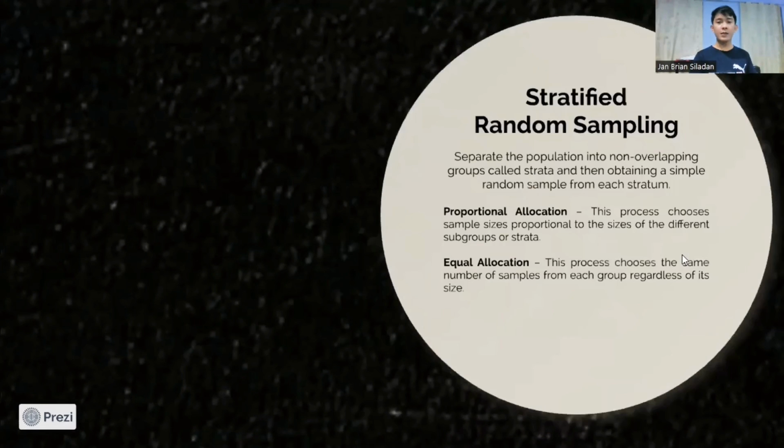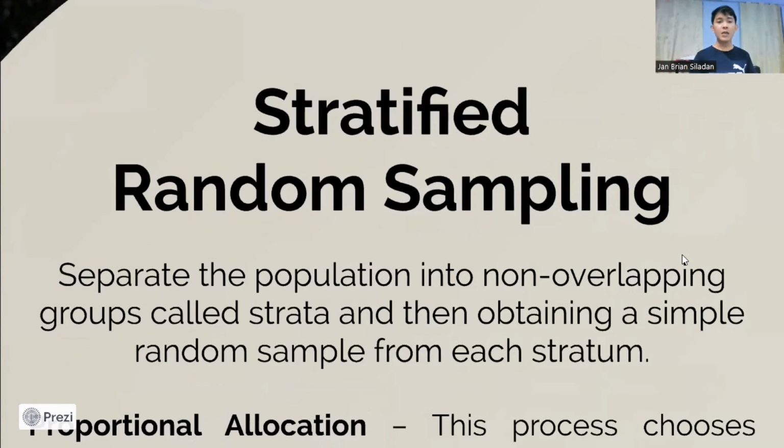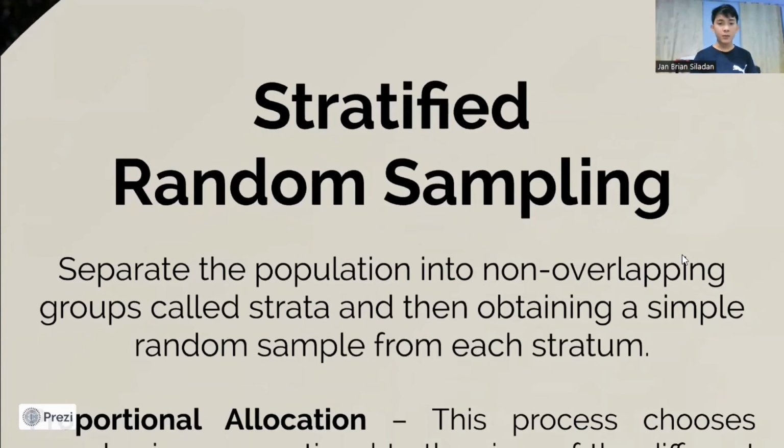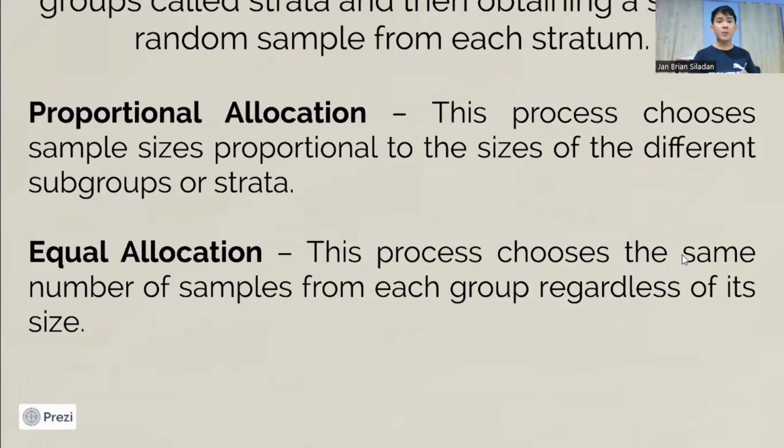Next, we have the stratified random sampling technique. Separate the population into non-overlapping groups called strata and then obtain a simple random sample from each stratum. So basically, you're just dividing a big group into strata, or smaller groups within a group. So we have here proportional allocation. These are the types of stratified random sampling.